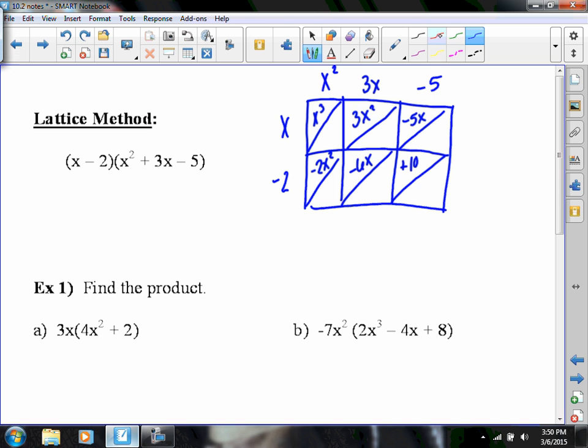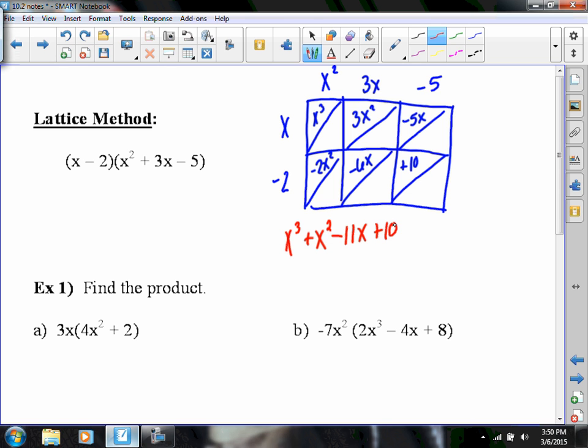Okay, so now you can see that all your like terms are in these little diagonals together. So I had the x to the third that was by himself. Then I have the 3x squared and the -2x squared, so that'll be 1x squared. The -5x and the -6x, that's -11x. And then I have the plus 10.